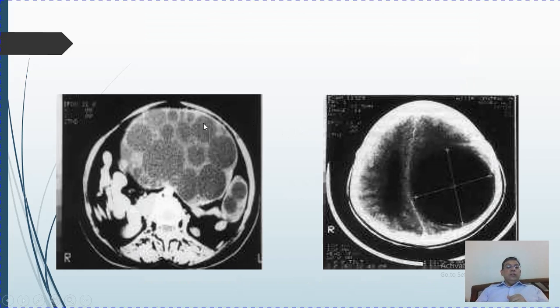Then these cysts can be lying in the general peritoneal cavity as well. You can see they're lying in the general peritoneal cavity, or this cyst can be in the brain as well. The whole of the right parietal lobe is replaced by this huge hydatid cyst, which is shifting the midline to the opposite side and causing contraction of the ventricle as well.